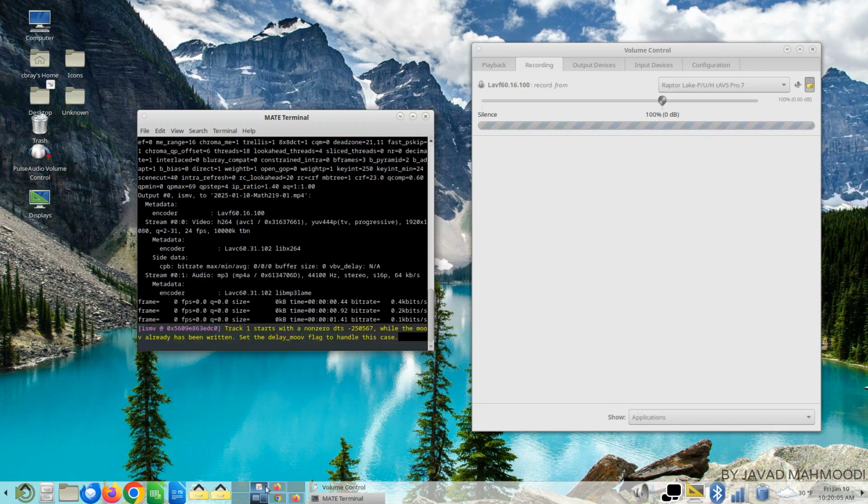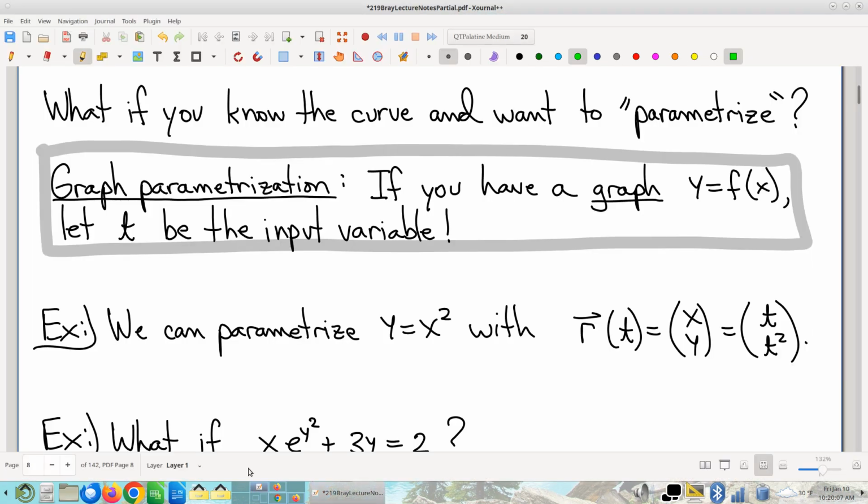Okay, off we go. So last time we were talking about parameterizations, and remember the big idea is, there's a couple of different ways to think about it. It's a way to get some algebra on the page in relation to a curve that you might be interested in, depending on what kind of curve it is.